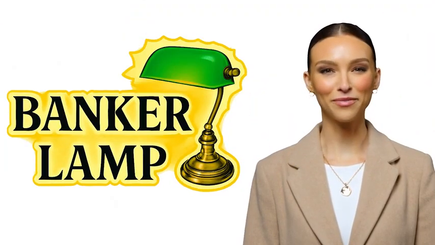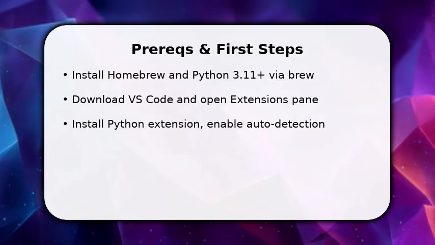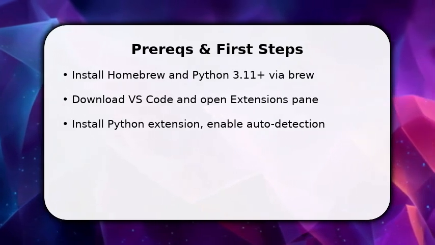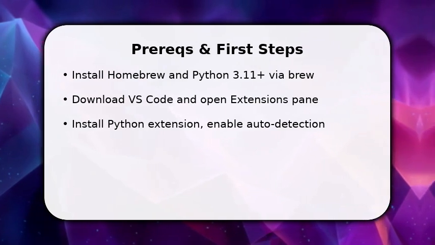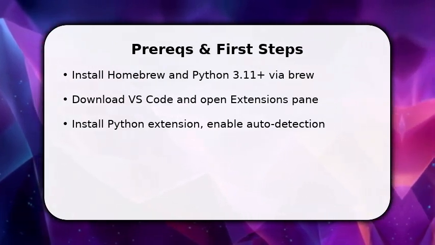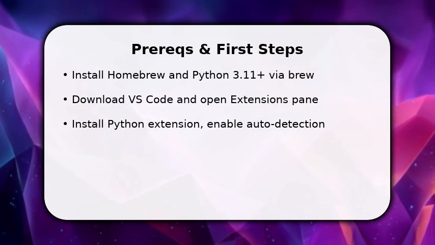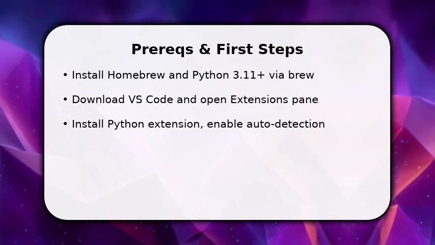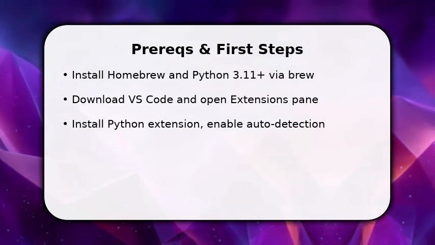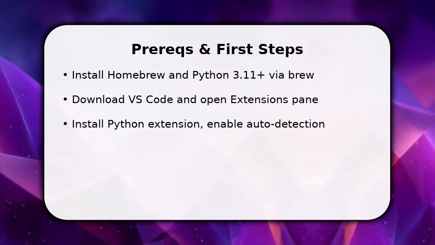Please enjoy the video. You start by making tools reliable. Install Homebrew, then Python 3.11 or newer with Brew so paths behave. Once done, download and open Visual Studio Code and go straight to extensions. Install the Microsoft Python extension and enable auto-detection of interpreters. This links linting, formatting, and debugging.